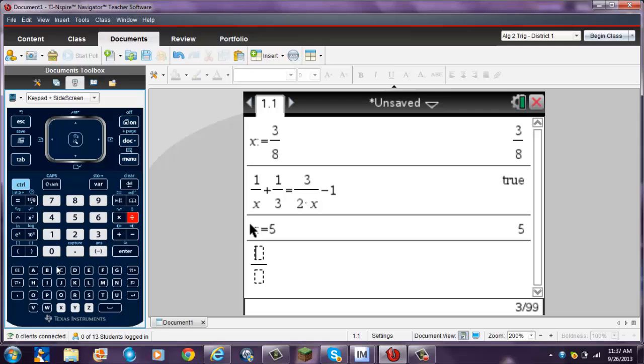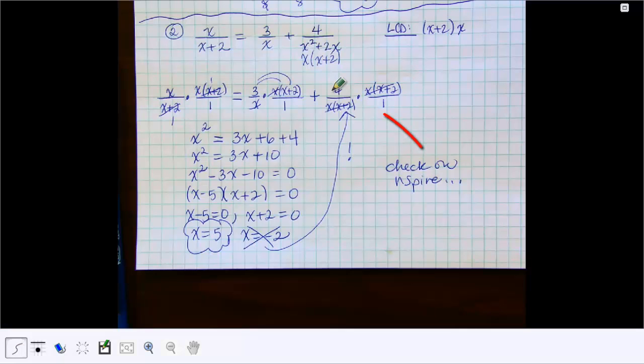So again, the first thing you do is store your answer in your variable x equals 5, and then you type the original equation exactly as it looks. Yay, it checks. And you're done.